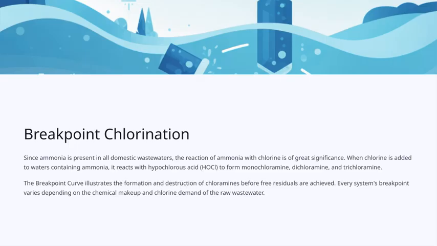Instead, it reacts with hypochlorous acid, or HOCl, to form different chloramine compounds: monochloramine, dichloramine, and trichloramine. Now, the key here is the breakpoint curve. This curve shows us how chloramines are formed and then destroyed as we add more chlorine. Initially, as we add chlorine, chloramines build up, but if we keep adding, eventually the chloramines are broken down and free residual chlorine is achieved.